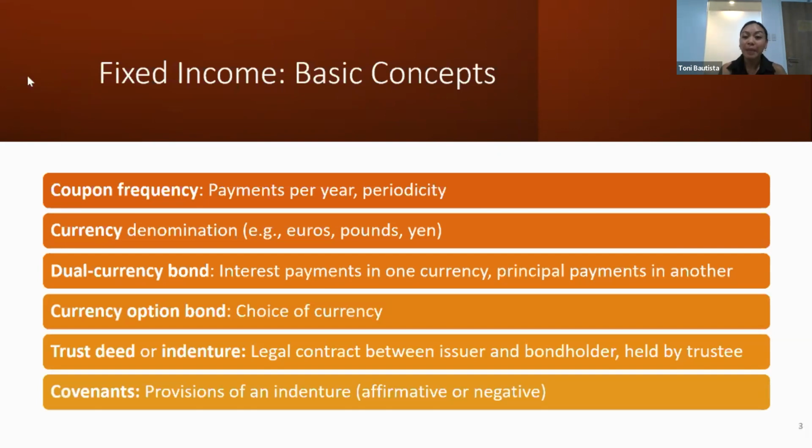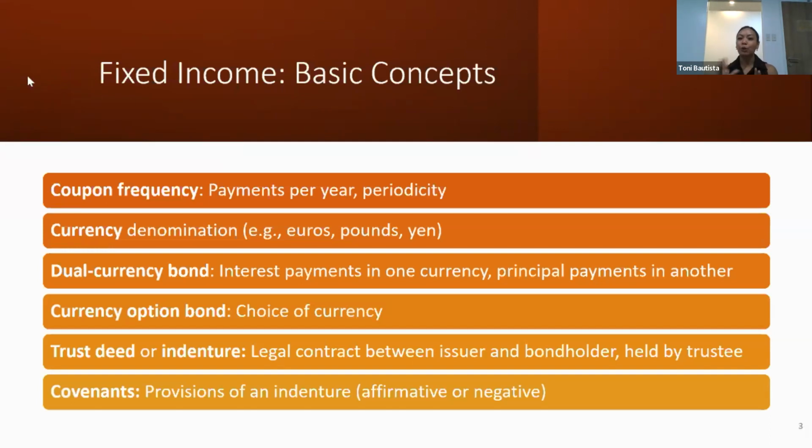No, sometimes we would see what we call dual currency bonds, wherein interest payments are in one currency and principal payments are in another currency. There is also your currency option bond. And aside from that, in each issuance, there is normally some sort of documentation involved. This is what you call your trust deed or indenture. This is the legal contract between the issuer and the bondholder, and this is normally held by what you call a trustee.